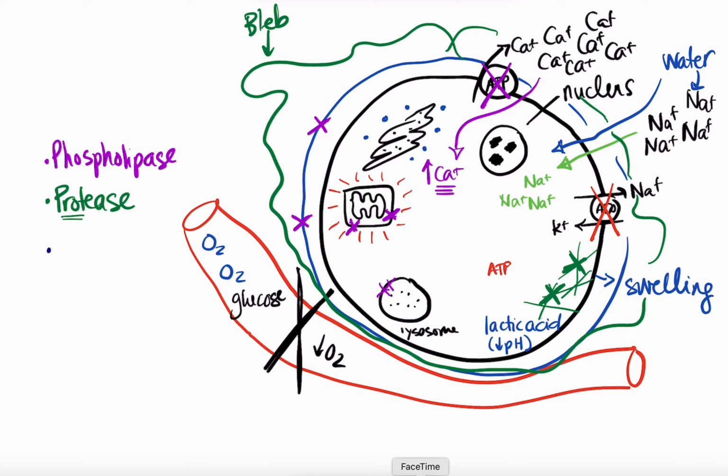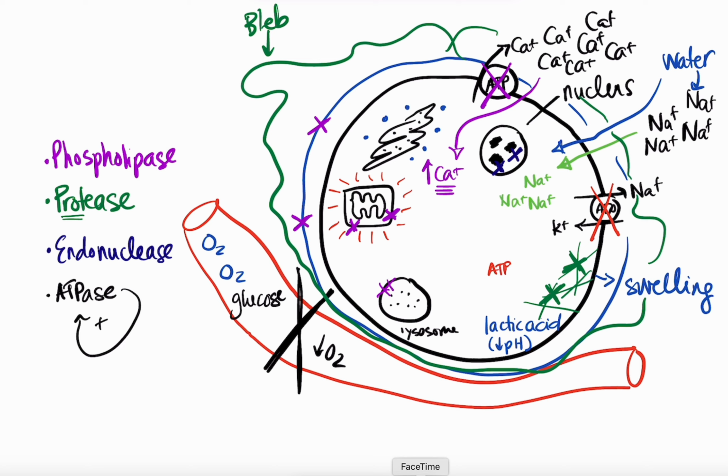The next enzyme that gets turned on in relation to the high calcium is endonuclease. Endonuclease is an enzyme that targets the DNA specifically, the nucleic acid, and it's going to start chipping away at the DNA, the blueprint of our cells. The last one on the list is ATPase, which is an enzyme that breaks down ATP.